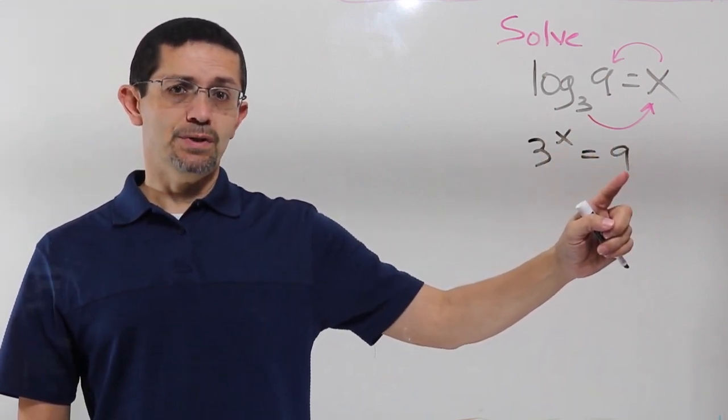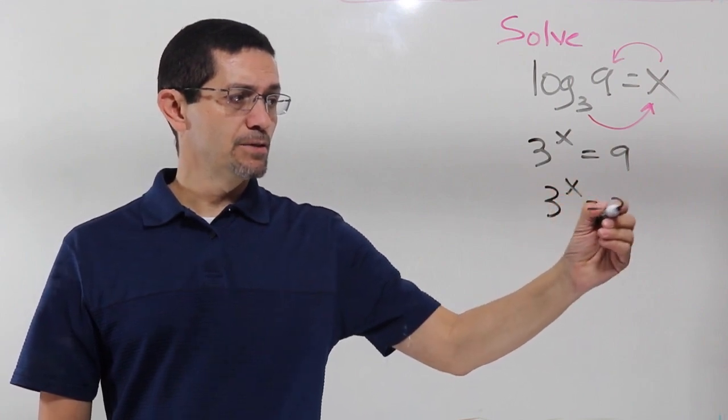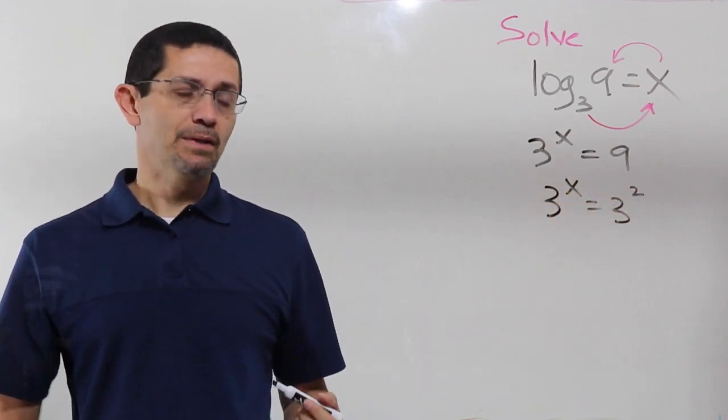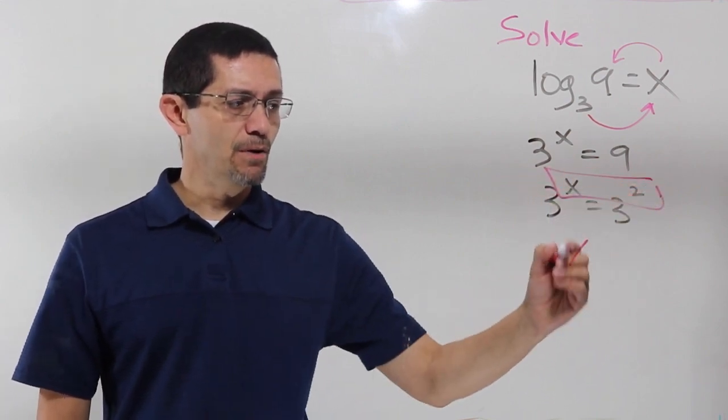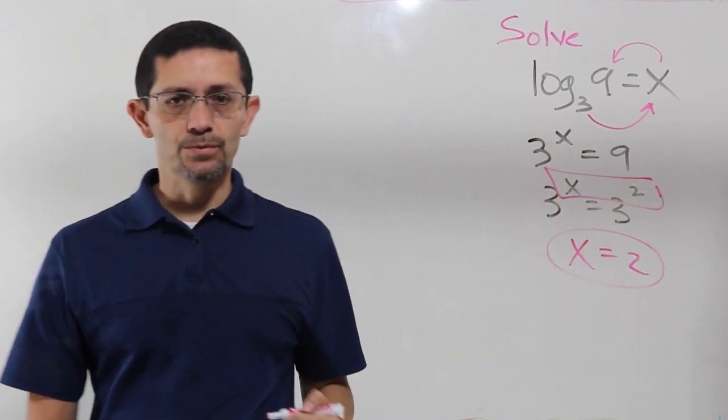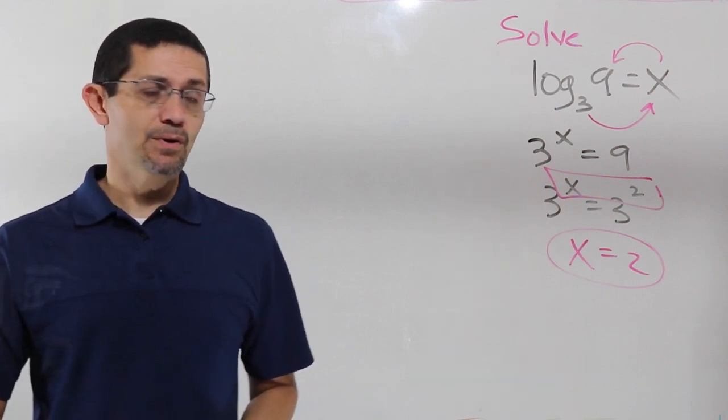9 is 3 times 3, which is the same as 3 to the second power. And the property says that if the bases are the same, my exponents are the same. Therefore, the value of x is equal to 2. And that's my answer. Let's do another one.